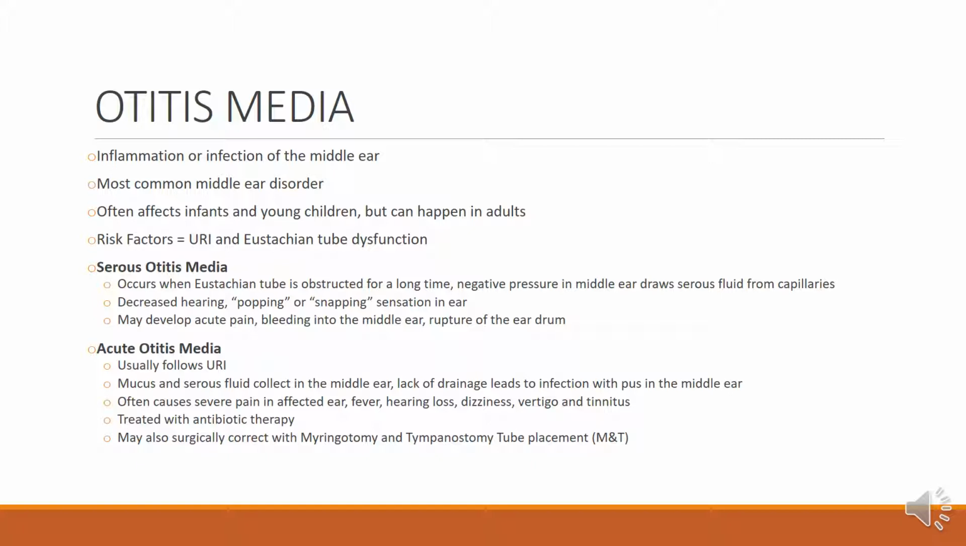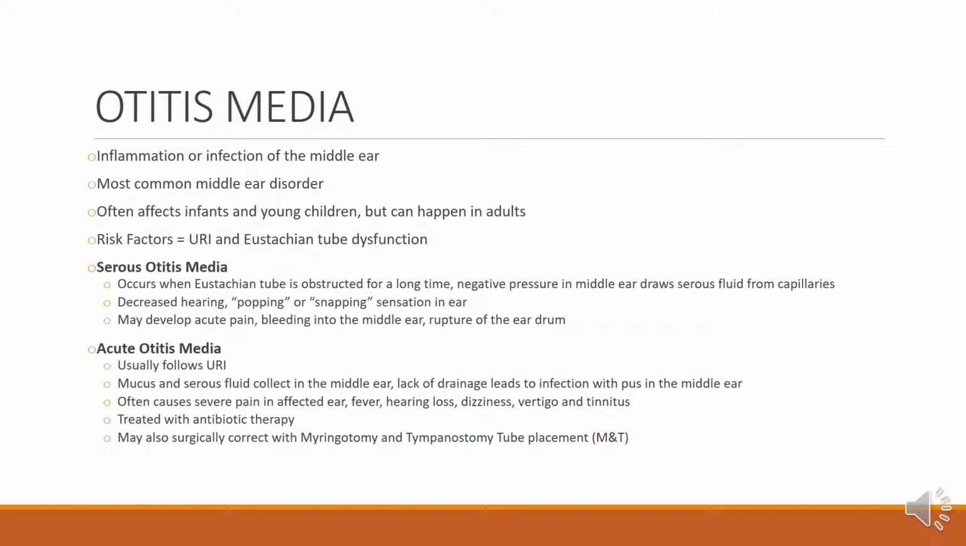There are 2 types. There's serous otitis media, which usually occurs when the eustachian tube is obstructed for a long time, and the negative pressure in the middle ear draws serous fluid from the capillaries. They're going to have decreased hearing. They might have a popping or snapping sensation in the ear. They may develop acute pain, bleeding into the middle ear, and rupture of the eardrum or tympanic membrane.